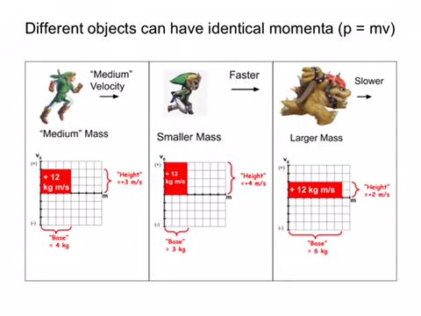Notice how all three of these characters, Adult Link with 12 kilograms times meters per second, Toon Link with 12 kilograms times meters per second for momentum, and Bowser with positive 12 kilograms times meters per second for his momentum, all have the same momentum, though it's expressed differently, because there's more than one way to get to the number 12 if we're talking about multiplying two numbers together.